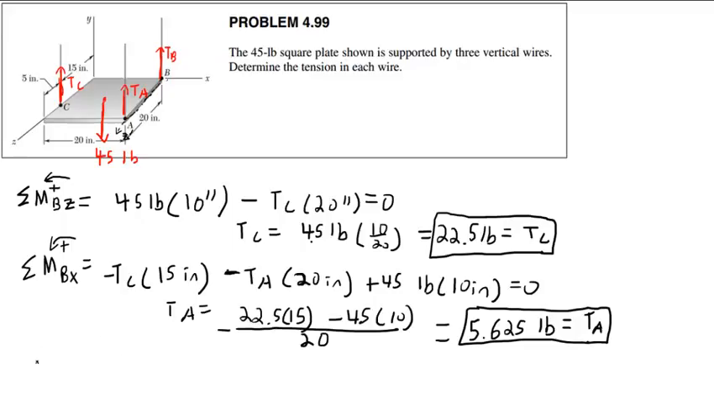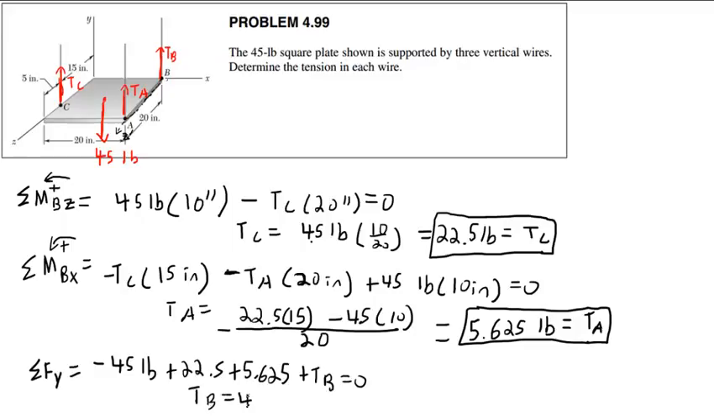All right. Then finally, I could do another clever balance of moments, but I'm an incredibly lazy person, and it's summer, so I'm just going to do a sum of forces in the y direction, and have negative 45 pounds, plus 22.5, plus 5.625, plus TB equals 0, and TB will equal 45 minus 22.5 minus 5.625. Let's see, 22.5 minus 5.625, I get 16.875 pounds. Is equal to TB.